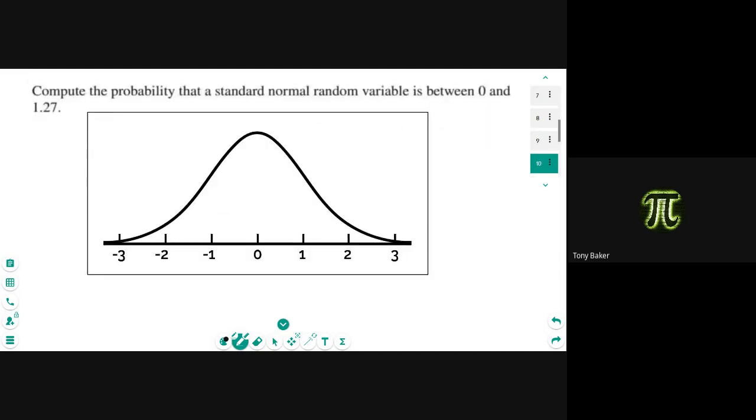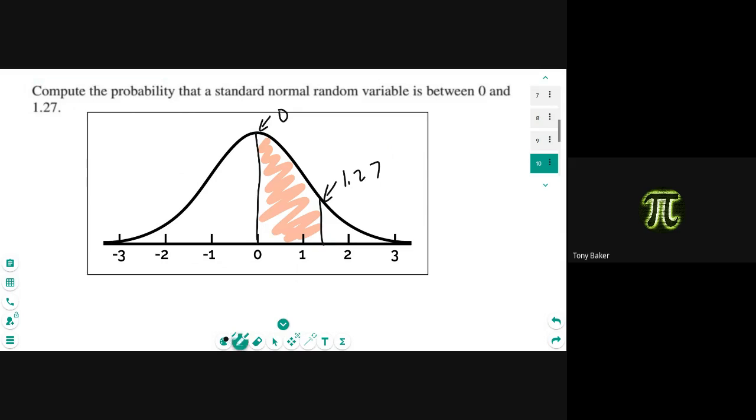So now the next one. They want a number between 0 and 1.27. So again, 1.27 is right here, right? Again, it doesn't have to be exact, just close. And 0 is here. They want the information between the two, right? So they want that spot.